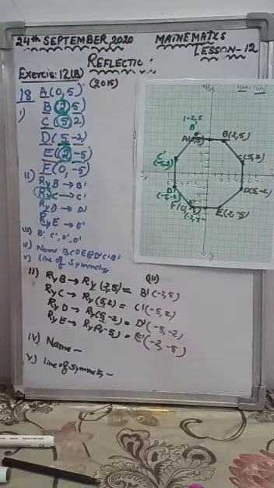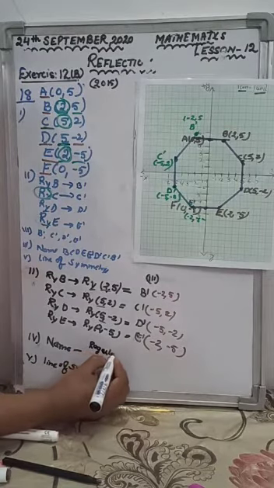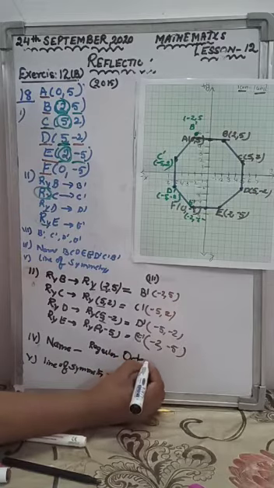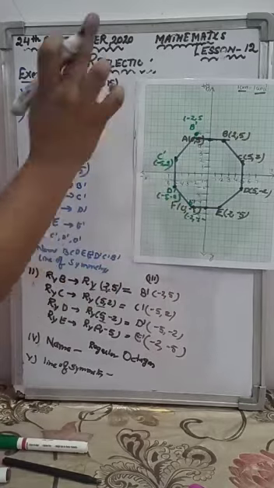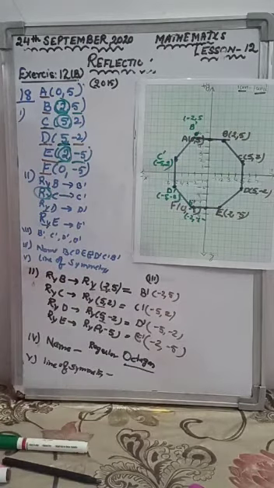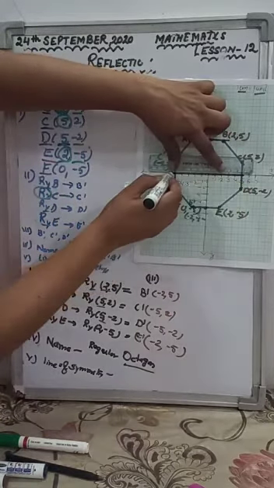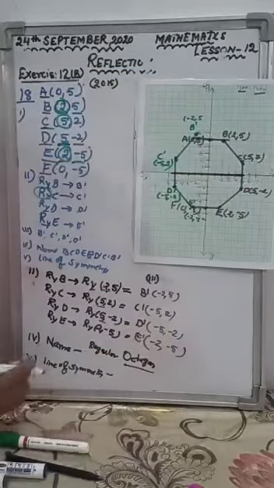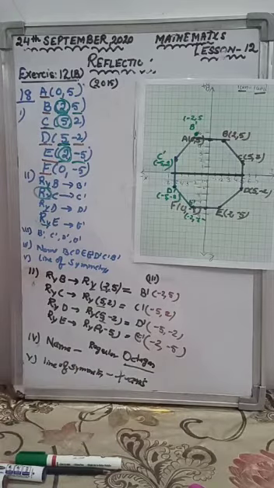So the name of the figure is regular octagon, because each side is equal. Octa means 8 sides: 1, 2, 3, 4, 5, 6, 7, 8. So it is an octagon. Now the last part, they are asking the line of symmetry of the figure formed. This x-axis is the line of symmetry for this octagon. So this is question number 18.